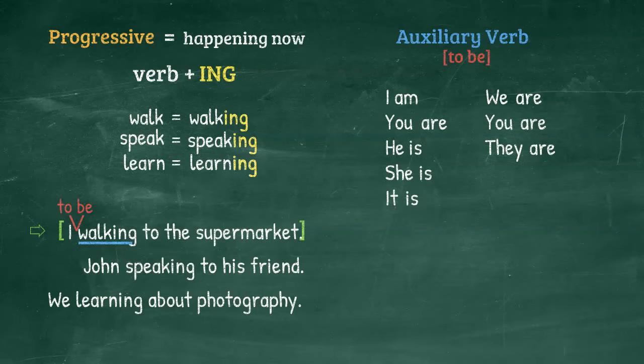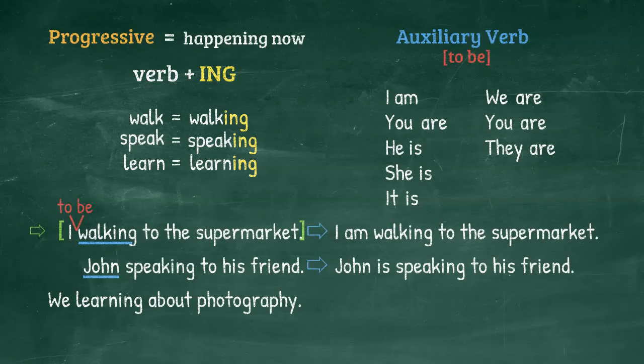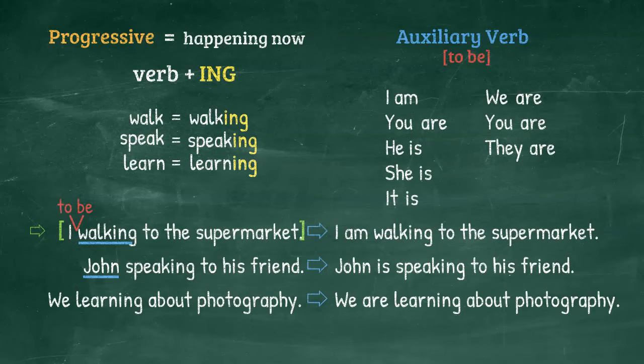So in our sentence here, we are using the pronoun I, which means that we have to say, "I am walking to the supermarket." In the second example, John is the subject, which means he. Therefore, we have to say, "John is speaking to his friend." And in the third example, we, being the subject, means we have to say, "we are learning about photography." Remember, you always need to use both the verb and the auxiliary verb when making a sentence in the present progressive.